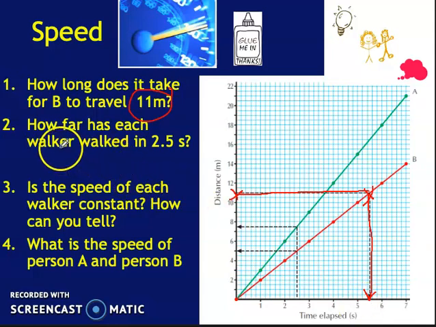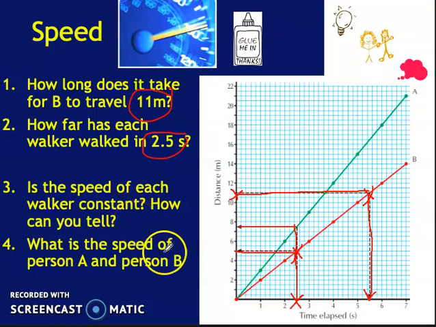In our second question, how far has each walker walked in 2.5 seconds? So again, you have to decide, is this a distance or a time? It's seconds, so it's a time. So you find where 2.5 lives, which is here, and then you go up. So when I hit B, I'm hitting it here, and I go across to find the distance traveled, so that it works out at 5. And I also continue on for A and work across, and this is about 7.5 meters. So you're using the graph, you've got one part of two things, and you're using the graph to find the other.